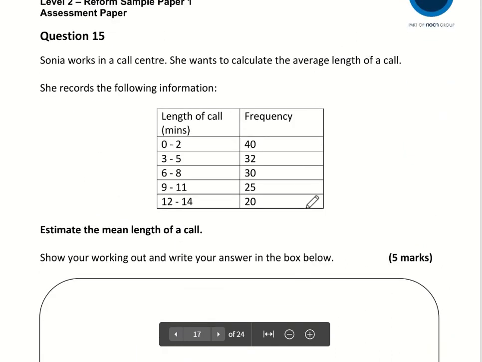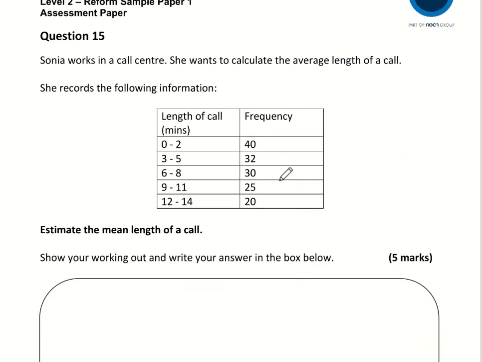Question number 15, in my opinion, is a bit of a dodgy question. So what we know, we want to work out an estimate for the mean, and the reason why it's an estimate is because, let's take a look at the top row. We've got 40 phone calls, and we don't know how long they were. We just know they were somewhere between 0 and 2 minutes. So they could all have been 0 minutes, or they could all have been 2 minutes. So we are going to assume that they were all the midpoint of 0 and 2, which is 1. And the only reason I think this is a dodgy question is because we're dealing with time here. It's not like we're dealing with the number of goals scored or something like that. Well, what do you do with a call that was 2 minutes 30?